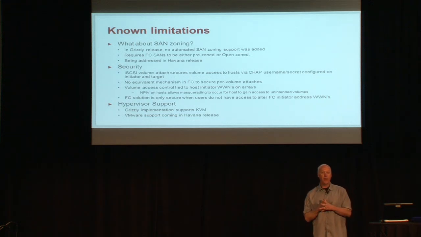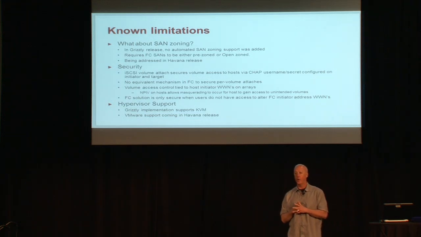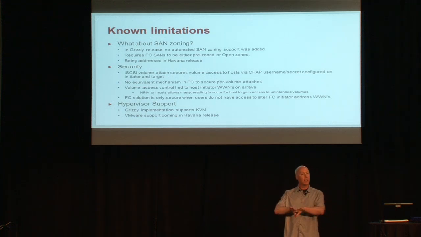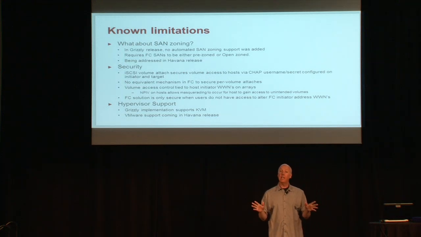The first thing everyone always asks is, okay, well, what about zoning? What are you doing for fabric zoning? Zoning is an area where we really felt that fabric orchestration was something that we wanted to separate from the storage device orchestration. So in this first phase, we have not implemented anything for automated zoning in the fabric.